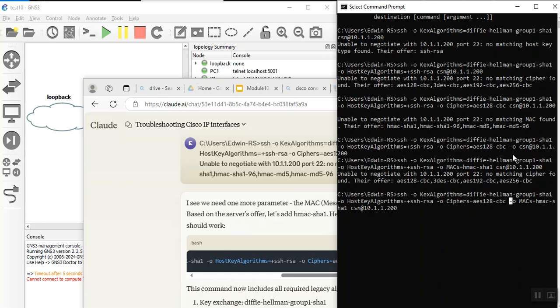And then the final problem was the MACs. Okay, the problems with the MACs. So here, this is what they offer right here, right? No matching MACs. Here they are. No matching MACs. That was the final problem. Here's the ones they offer. Okay, so MACs equals hmac-sha1. And this should work.